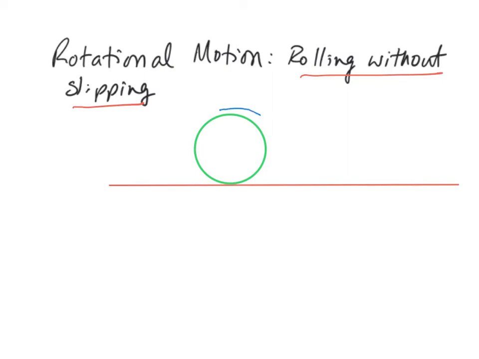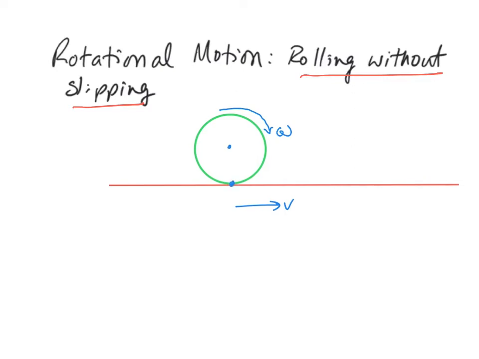Let's say a wheel is rolling like this. It's rolling in the forward direction, so the wheel is translationally moving to the right, but it's rotating clockwise to do that. So it's got an axle right there. It's in contact with the ground.